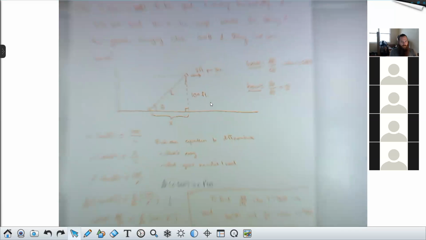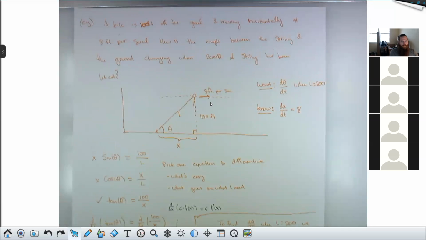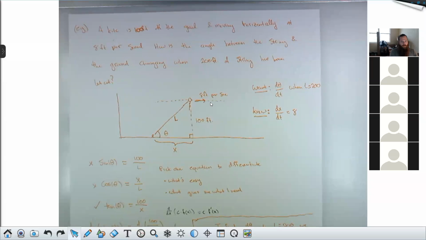Questions up to here? All right, we drew our picture. We identified what we want, what we know, and then we had to pick which function we're going to use to relate these things. You might consider taking a screenshot or something. I'm going to move this in just a second.